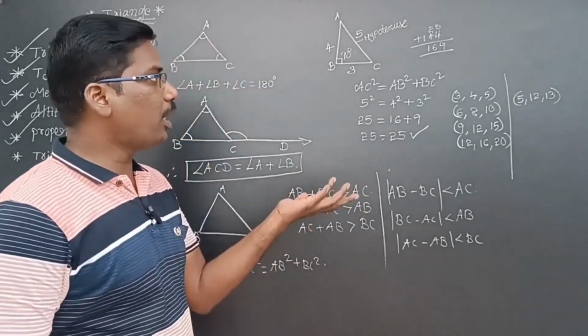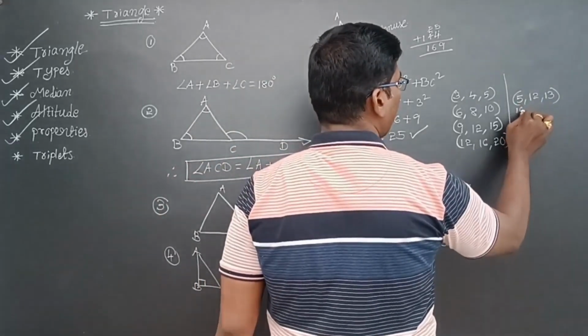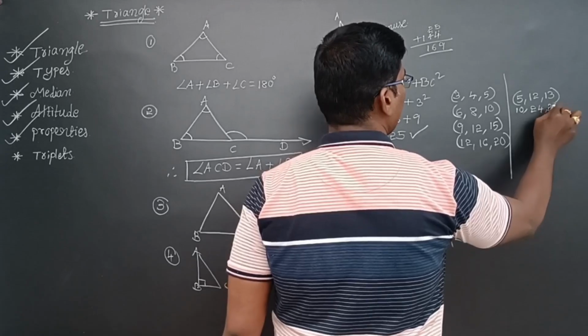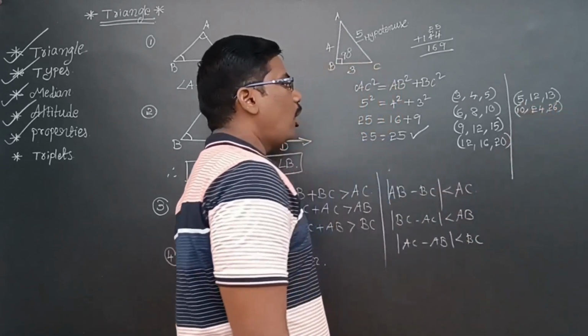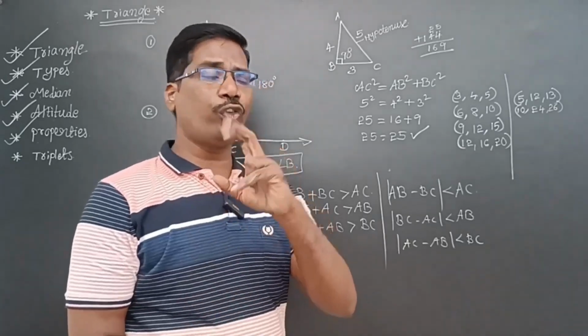If you multiply, you will also get Pythagoras triplets. So, 2 table. 5 2s are 10, 24 and 26. So, like that, so many Pythagoras triplets are there. Then, how to find Pythagoras triplets? So, two formulas are there.